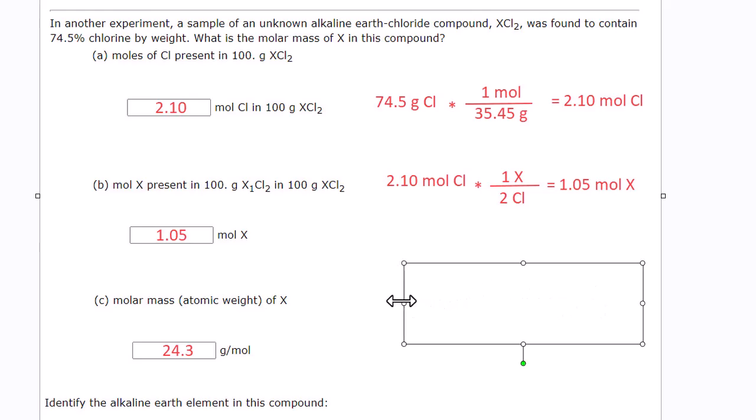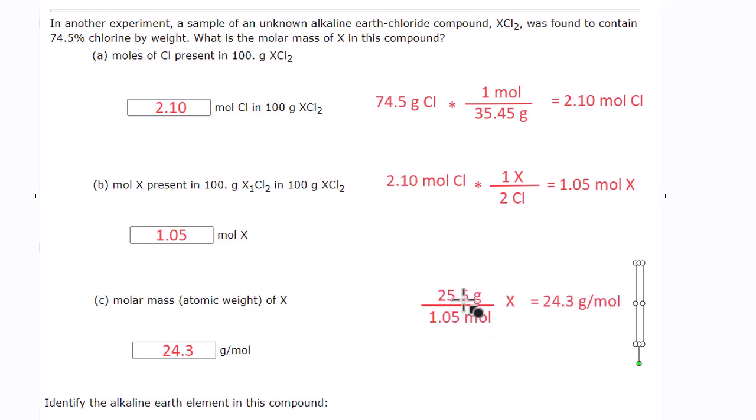Here's the calculation. It's 25.5 grams, which we figured out from this percentage. Notice on this problem, they didn't say 74.5% chlorine and 25.5 grams of X. They expected you to figure that out. That's where you have to really think when you're doing an AP exam. If you have a molar mass or atomic weight of an element, you can figure out what it is.